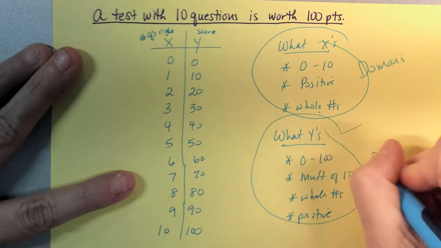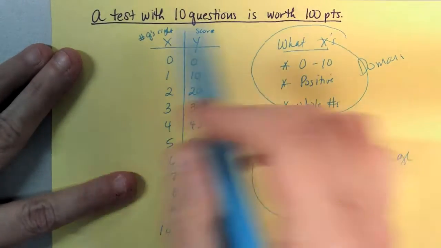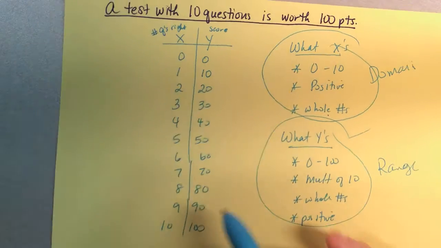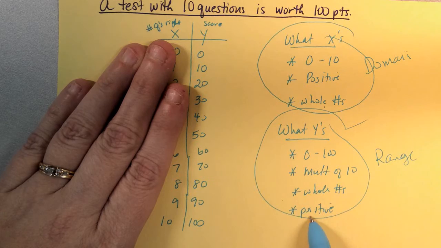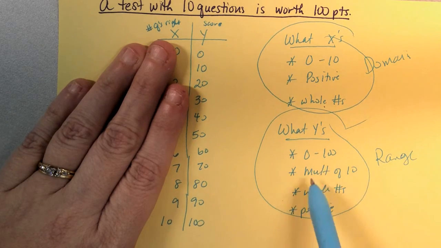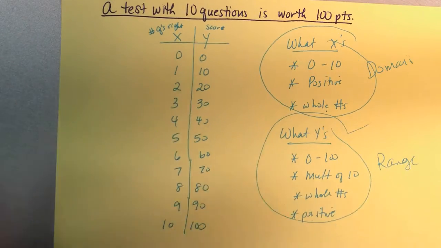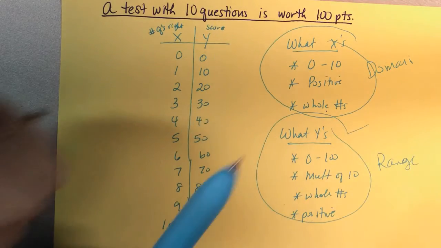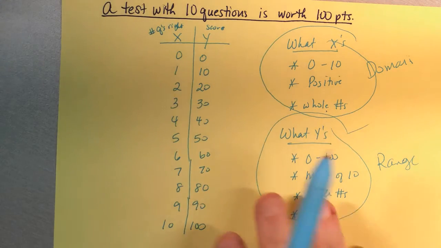Okay, the range is what my Y's have to look like, what the limits of my Y's are. The only Y values I can have are whole positive numbers from 0 to 100, multiples of 10. And that's the only values I'm allowed to have. That's what domain and range is. It tells me what my X values and my Y values have to look like. That's it. Okay?